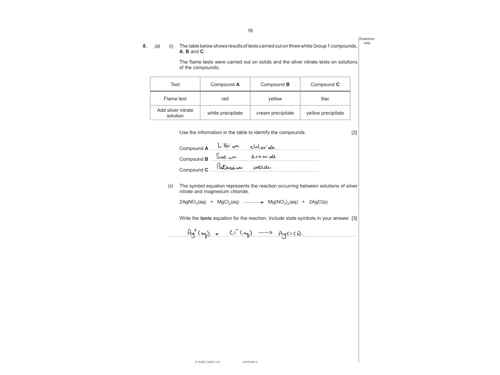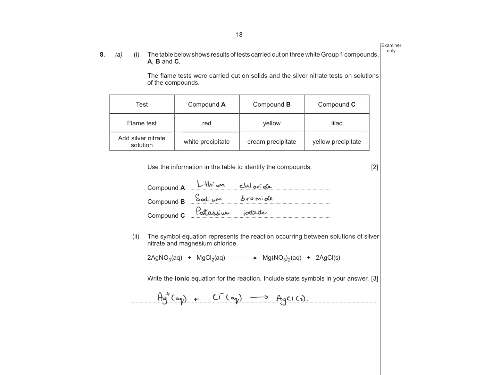The table below shows the results of tests carried out on 3 white group 1 compounds, A, B and C. The flame tests were carried out on the solids and the silver nitrate tests on solutions. So, compound A had a red flame test and a white precipitate. I know it's group 1, so I don't have to worry about could it be brick red? Because brick red is calcium, which is group 2.